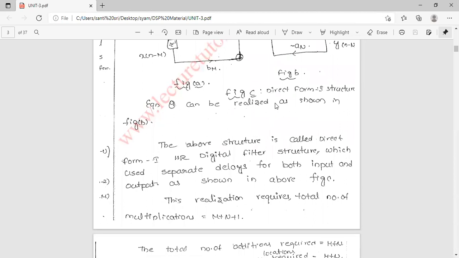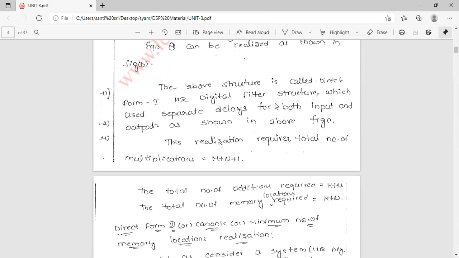So the above structure is called the direct form 1 IIR digital filter structure, which is used to separate delays for both input and outputs, as shown in the above figure. This realization requires a total number of multiplications m plus n plus 1. Okay, so the total number of additions required is m plus n. The total number of memory locations required is also m plus n.